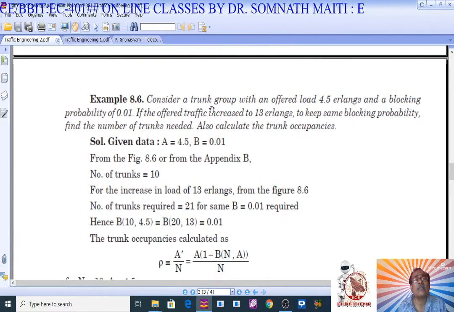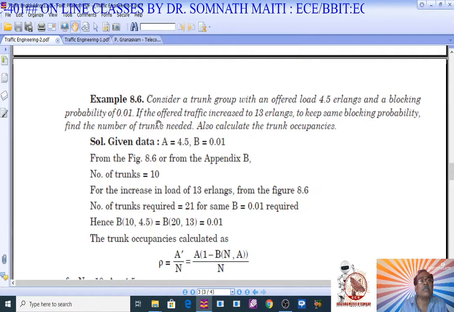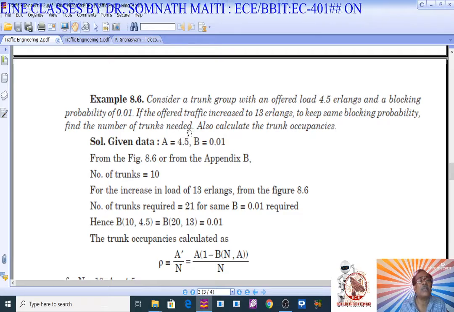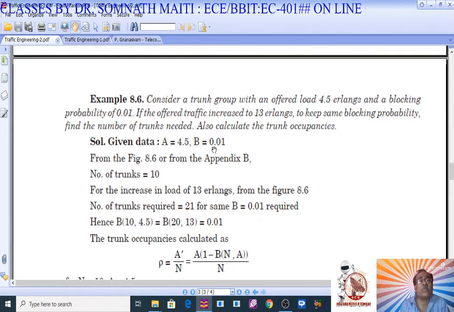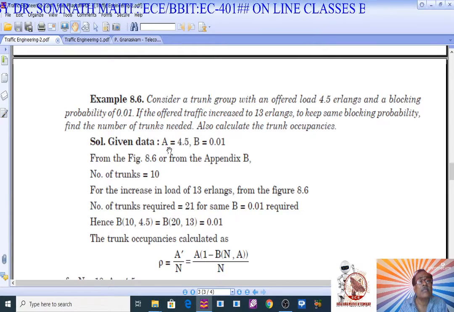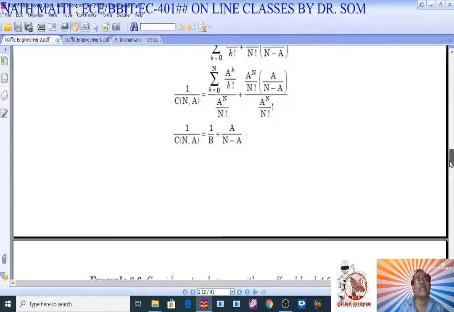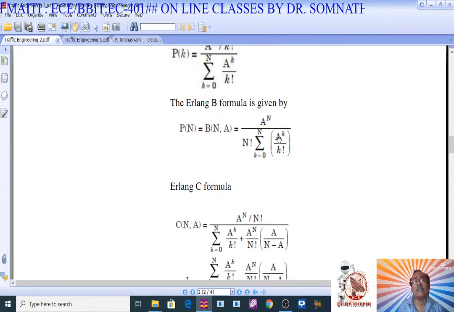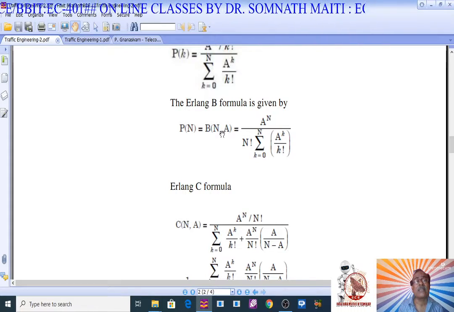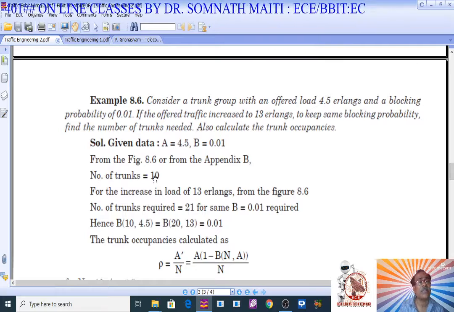Suppose, consider a trunk group with an offered load of 4.5 Erlang and a blocking probability of 0.01. If the offered traffic increases to 13 Erlang, to keep the same blocking probability, find the number of trunks needed. Okay, A equals 4.5, B equals 0.01. This figure I haven't shown. So if A and B are given, then you can find out the value of n from this formula. So then you have to find out the value of n. This can be calculated. Then the number of trunks can be calculated as 10.